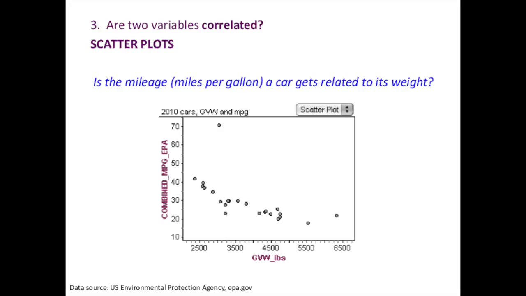What is the relationship between a car's miles per gallon and its weight? How would you describe the car that is a clear outlier in this graph? Would you buy it? Why or why not? Pause the video and answer the questions.